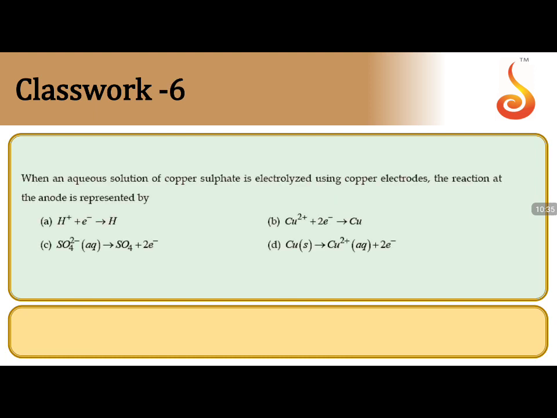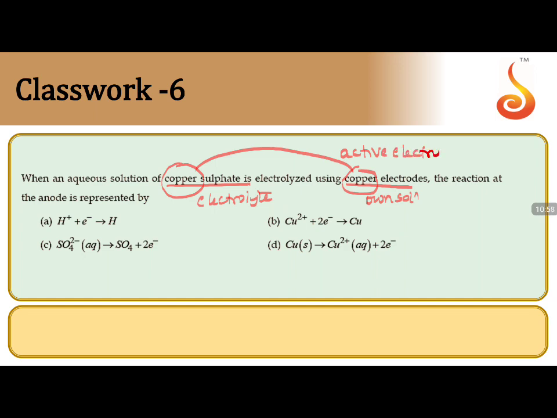Moving to the sixth question. When an aqueous solution of copper sulphate is electrolyzed using copper electrodes, please try to understand, this is copper, this is copper. Any electrode in its own electrolyte solution, we call those electrodes active electrodes. In active electrodes, there is no role of anions in the electrolysis process. So no role of anions in the electrolysis process, that is going to be your active electrodes.